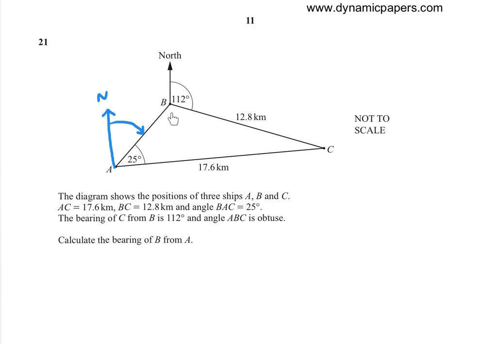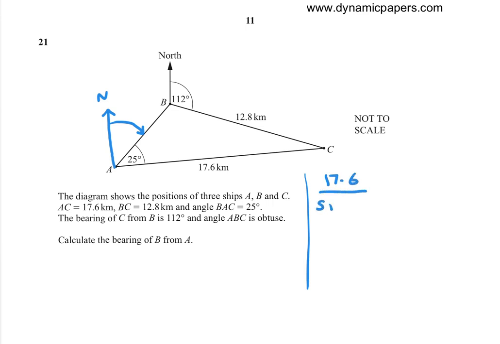If we can find angle ABC, then 360 minus 112 and the angle ABC, we can find that one. So we need to find angle ABC. In this triangle, we have two sides and an angle, so we can use the sine rule to find angle ABC. 17.6 over sine angle ABC equals 12.8 over sine 25. So use the sine rule.